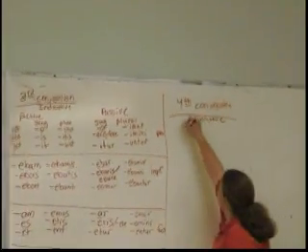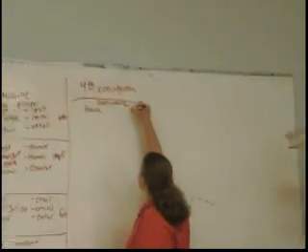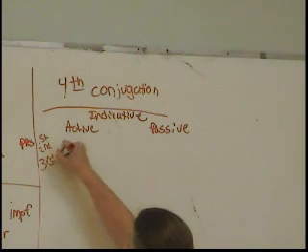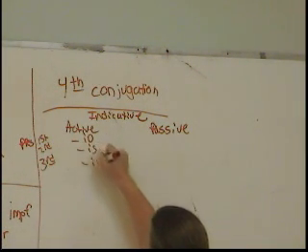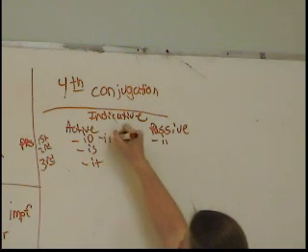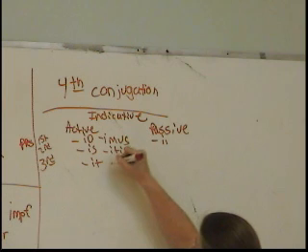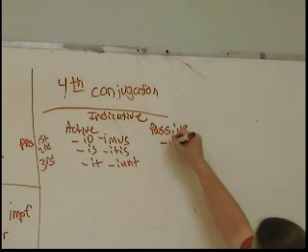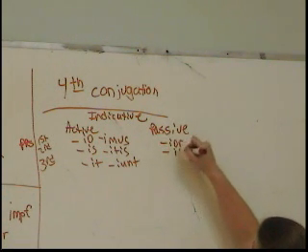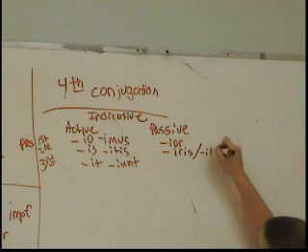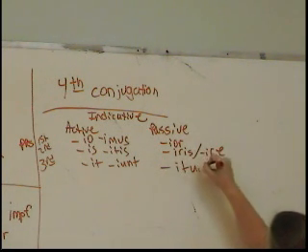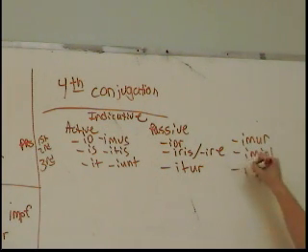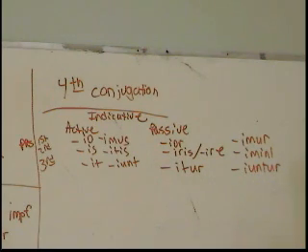Okay, so then indicative, active and passive. First, second, third: io, is, it, imus, itis, and iunt. And then in the passive: ior, iris or ire, itur, imur, imini, and iuntur. So that's the present.